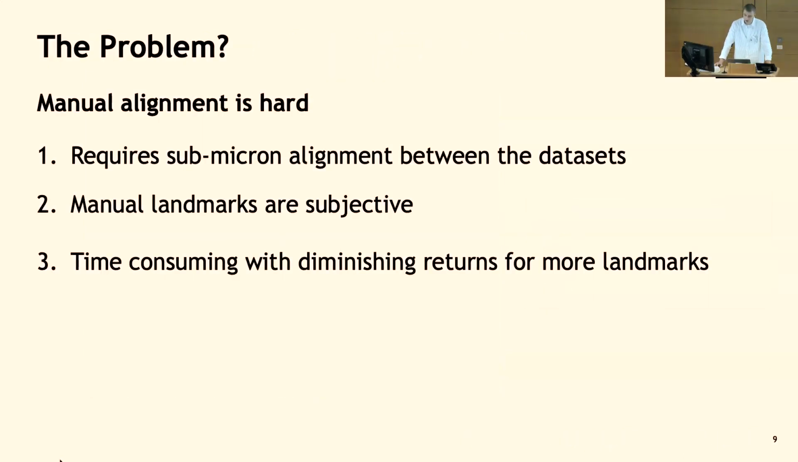But the problem, however, with such techniques is that this requires sub-micron alignment between data sets, which is especially difficult when you're dealing with data of different resolutions. And also the determination of a landmark is subjective, meaning we could potentially introduce biases into the registration process. And lastly, the finding of landmarks is quite time-consuming, especially when we're dealing with three-dimensional data. And we also see there's a diminishing return in the alignment by placing more landmarks. So to try to address these issues, we've developed CLEM-Reg.